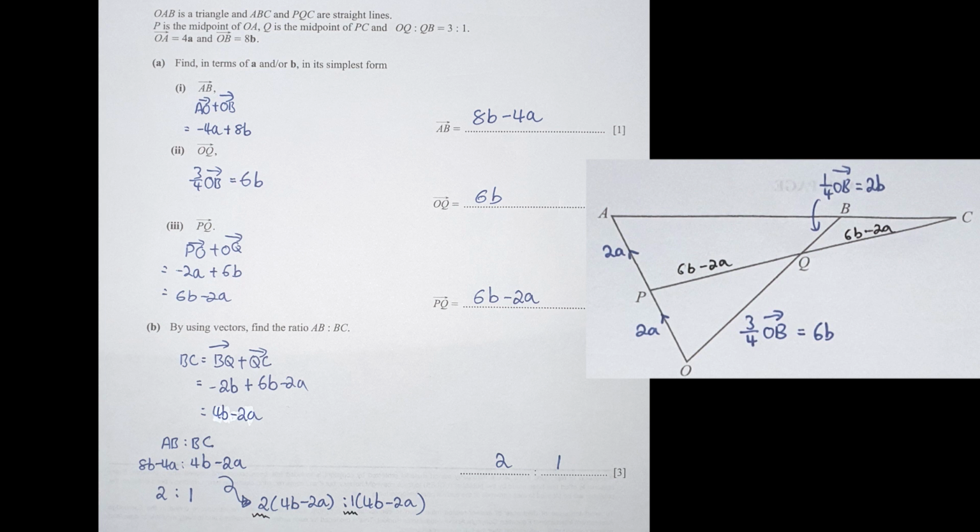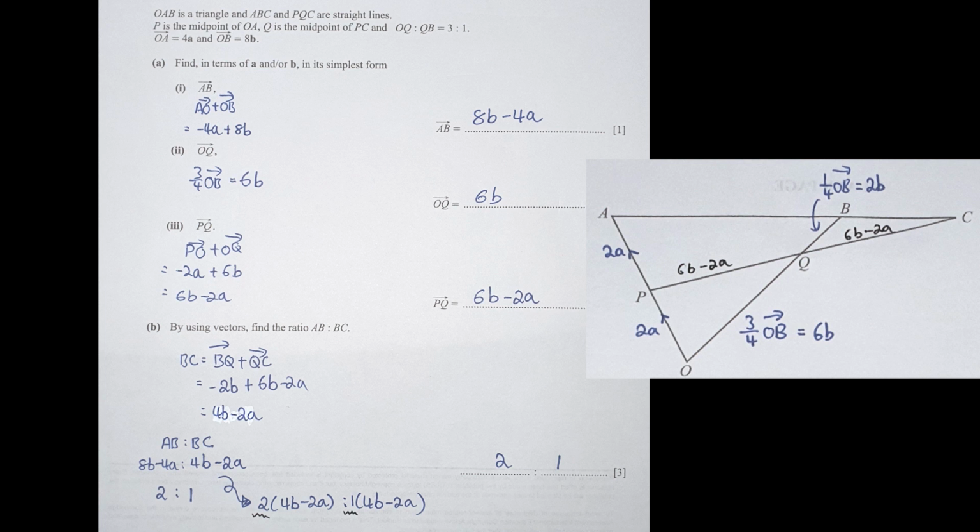For the next part, identifying OB. OB has a total of 8b here. So through the ratio, I know that OQ is 3 over 4 of OB and QB is 1 over 4 of OB. By substituting the 8b here, you get the results of 6b and 2b respectively. The last thing that we have is that Q is the midpoint of PC. So by identifying PQ, you will know that PQ equals QC.